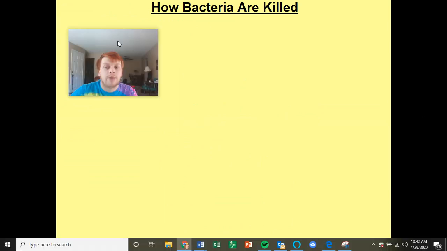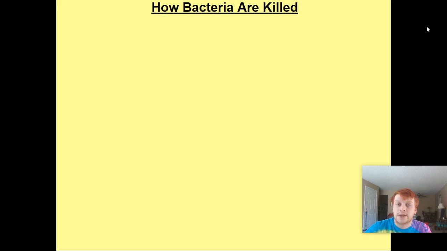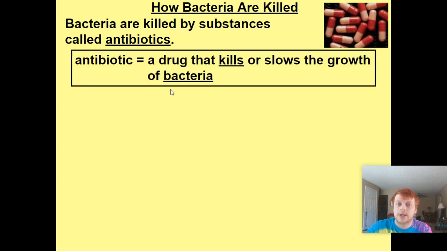So now let's talk about how bacteria are killed. And it's actually, the outlook's much better for bacteria in general. Bacteria are killed by substances called antibiotics. Remember, for viruses, we have to have a specific vaccine. But for bacteria, we can actually use antibiotics to treat almost all cases of bacterial infection.